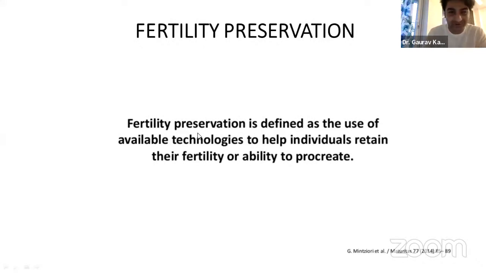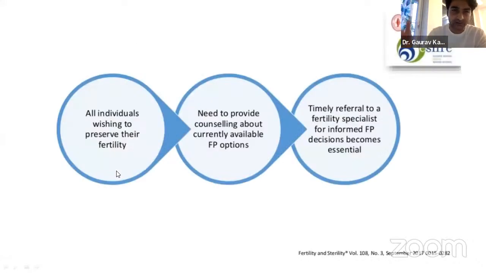Thank you so much, Adita and Rahul, for having me on the panel. So, fertility preservation, as the term itself says, means preserving fertility, whether you have cancer or you want to delay your fertility because of socio-economic situations, or because you want to work more. Whatever the situation is, we as embryologists or scientists help them in preserving their fertility for future use. Okay. So definitely, fertility preservation is defined as the use of available technologies to help individuals retain their fertility or ability to procreate.